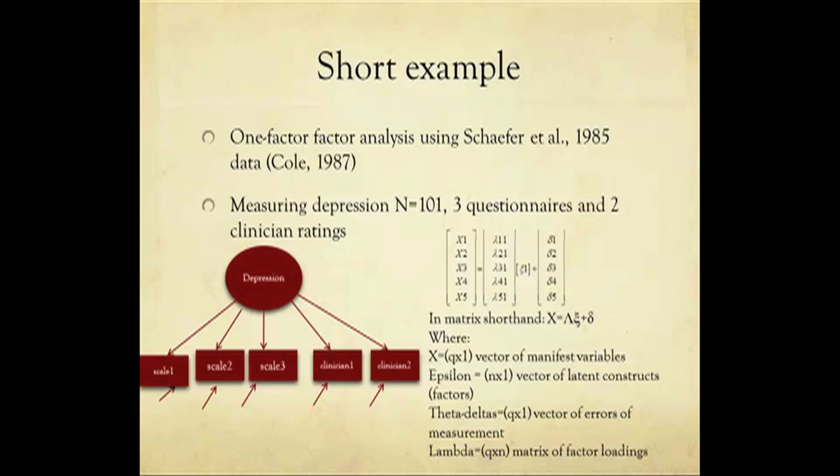In matrix algebra, short and longhand, you can see up here the paths that I'm interested in looking at with this model. I have 5 manifest variables, which is going to equal the paths from depression down to the scale. In this case, these are lambdas, and they're a q by n matrix, meaning the number of manifest variables by the number of latent variables that I'm interested in looking at. We're going to multiply that times the vector of latent constructs. We just have 1 in this case, which makes it a pretty straightforward model. And we're going to add in those error terms. Again, the error terms are the theta deltas of all the manifest variables.